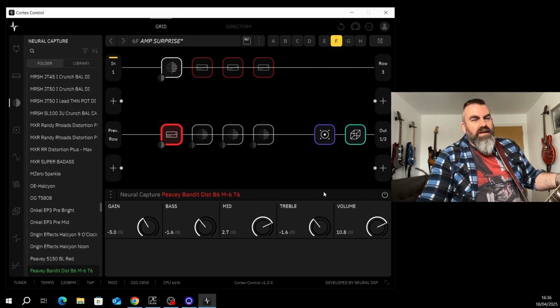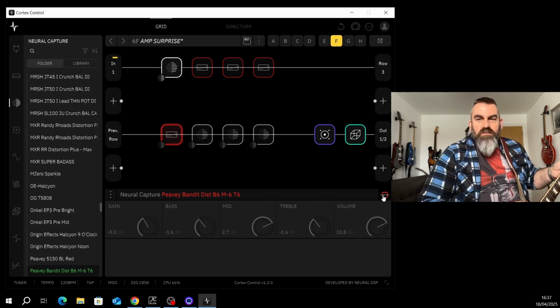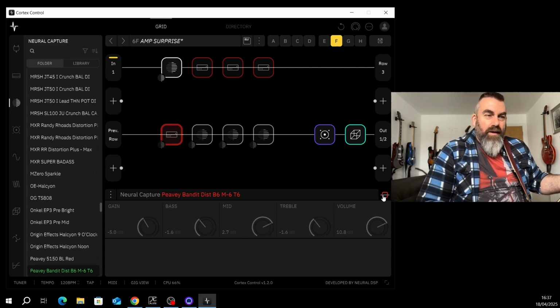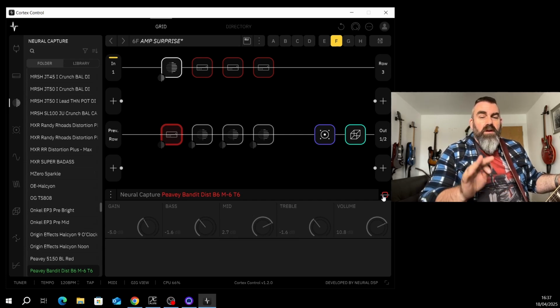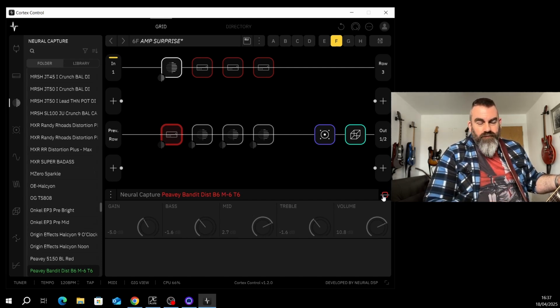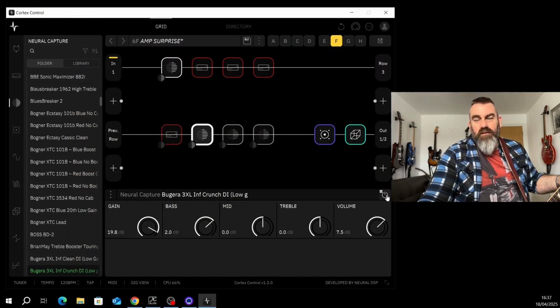Right, the next amp has got a build quality reputation about it. However, myself, I've had two of these amps. I had the combo versions, and actually I had a head version as well. I never had any problems with them whatsoever. So, it's the Bugera 333XL. Now, if you've seen my channel before, I've done some videos on the old Bugera.